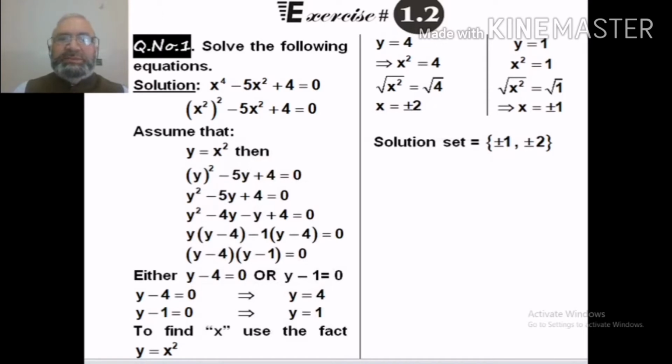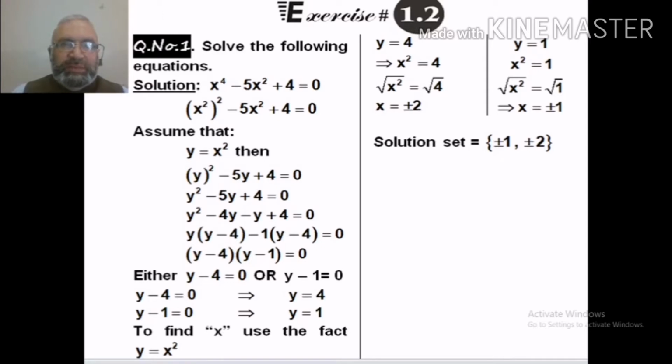This is Humayun with the new topic, equations reducible to quadratic equations. So dear student, in our daily life or in mathematics, we come across different types of equations which we can reduce into quadratic form. By reducing to quadratic form, we can solve the quadratic equation by any one of the three methods.